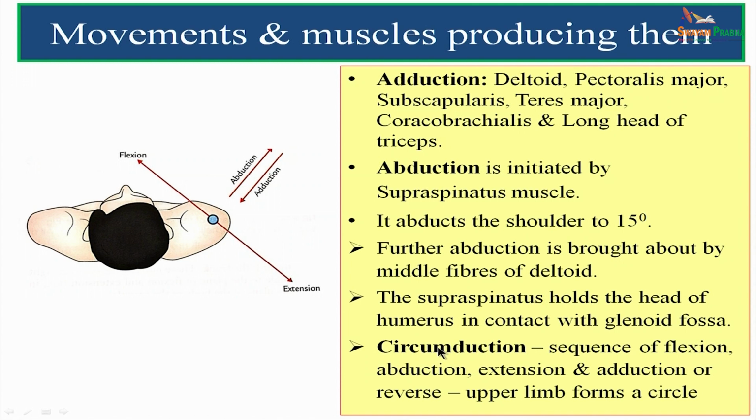Circumduction is a full round where the upper limb completely makes one circle. It is a sequence of flexion, abduction, extension and adduction, or in the reverse rotation.